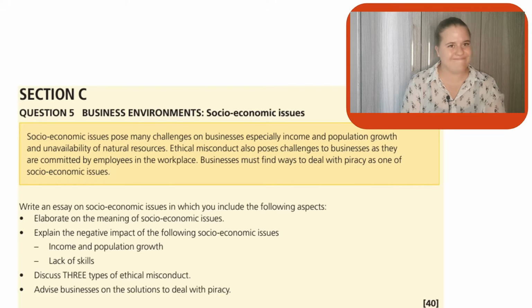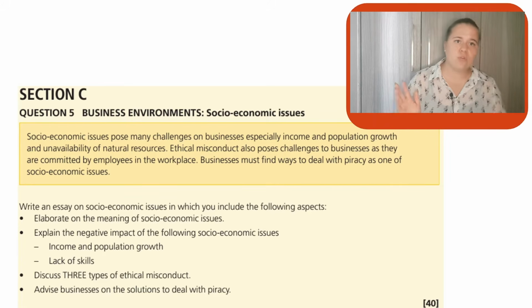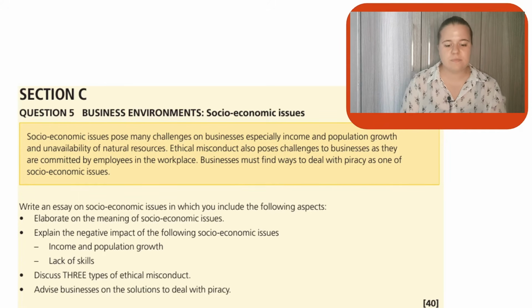Now we're moving over to section C, the essays. So you got question 5 and 6. You can choose. I'm going to first go through question 5 in its entirety, and then we'll do the full question 6 in its entirety too. So business environment, we've got a little piece there to read. Socioeconomic issues pose many challenges on the business, especially income and population and unavailability of resources. Ethical misconduct also poses challenges to the business as they are committed by employees in the workplace. Businesses must find ways to deal with piracy as one of the socioeconomic issues.